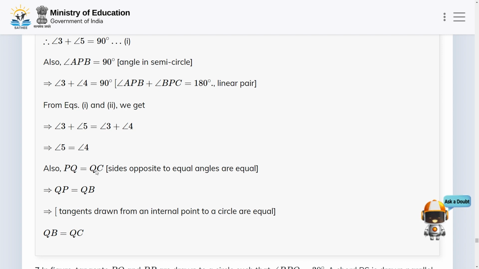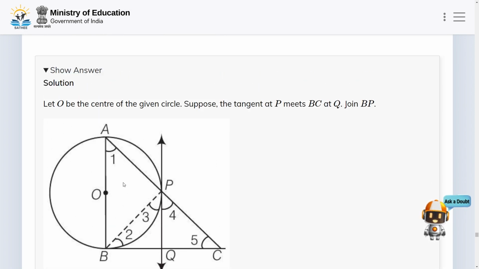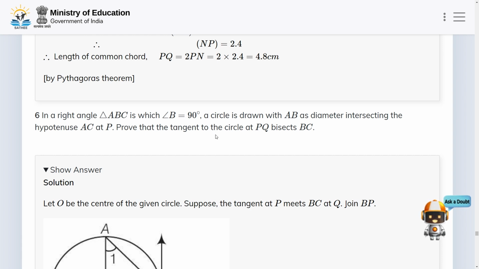Also, PQ is equal to QC, since sides opposite to equal angles are equal. So it implies QP is equal to QB, since tangents drawn from an internal point to a circle are equal. So QB is equal to QC. Okay, therefore the tangent to the circle at point P, that is PQ, bisects BC.